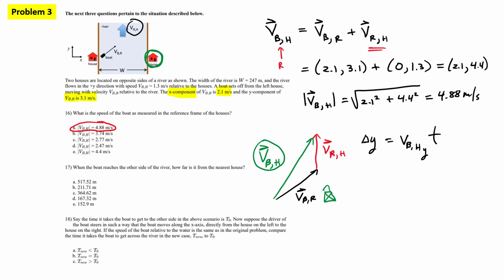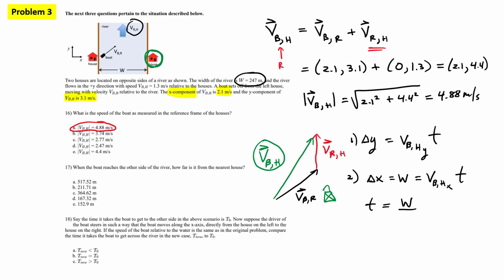Once you know this, then you can calculate how far away you are. So for the time, guess what? We're going to use the information in the x direction because you know the width of the river is 247. So right here, we know that this is going to be the width. And what is the x component of my velocity? It's 2.1 in this case, right? It's the speed of the boat relative to the house, but only the x component. So this is how you can get the time from this expression right here.